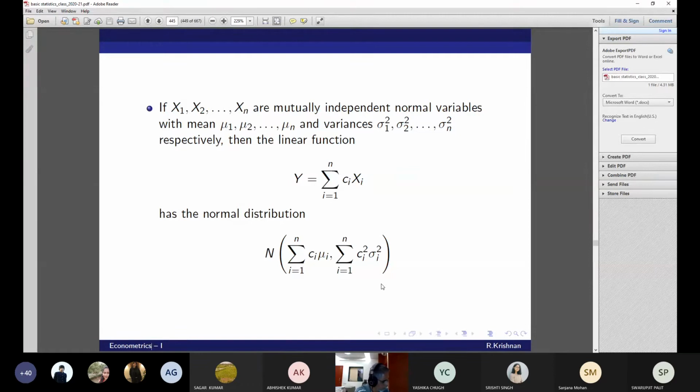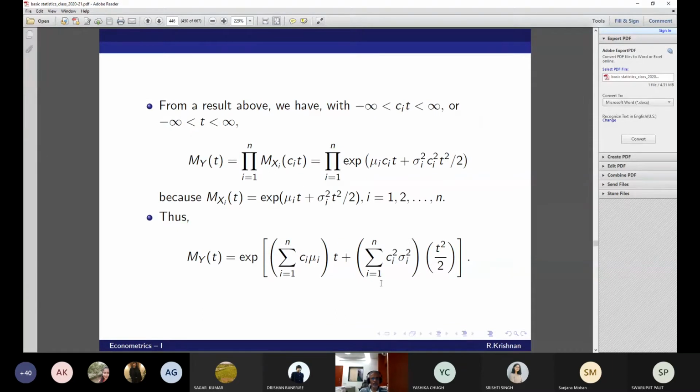So boring. Where is... variables? From the uniqueness of MGF, this can be derived. Should I show it? Okay, from a result above, we have this. Can we show this now? Is it okay?